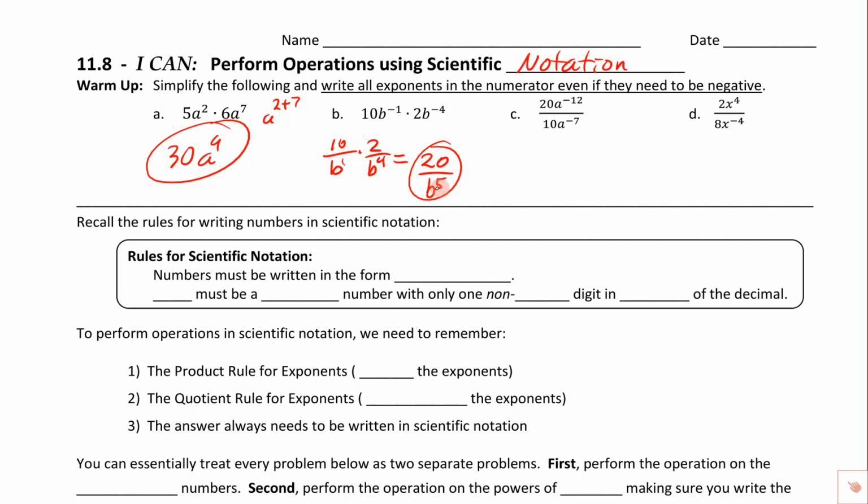Now that works just fine, but it is possible to do the same problem a different way. Let's multiply these together and we get 20, and then I could say that it's b to the negative 1 plus negative 4. So this is just saying, hey, these have the same base, so we're going to add the exponents together. So this would be negative 1 for the exponent of the first one, add the negative 4 for the exponent of the second one. So this would be 20b to the negative fifth. Negative 1 plus negative 4 would be negative 5.